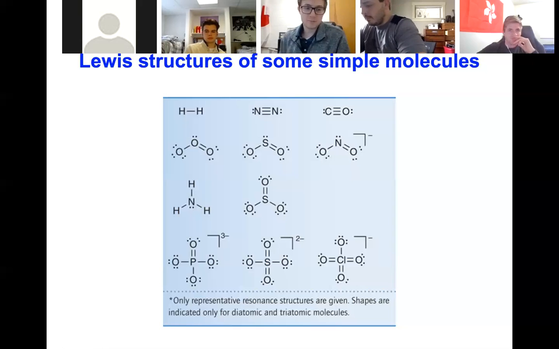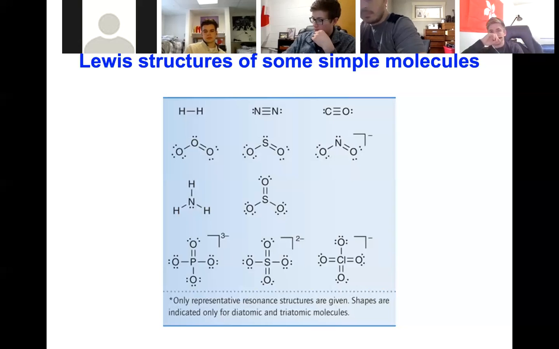Oxygen. How many valence electrons? 6. Okay, yeah, you are right. Because they are in the same group, group 6. Remember, if you have a periodic table, oxygen, sulfur, they are in the same group. They both have 6 valence electrons. So the same rule applies.